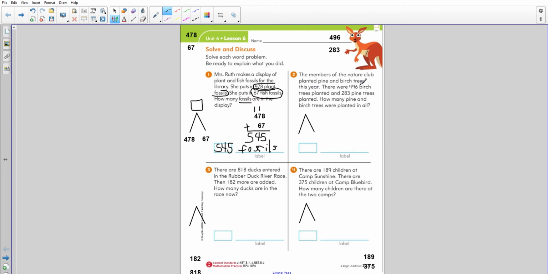So seeing my number 496, I know that is part of the birch trees, and 283 is the number to represent pine trees. Now I'm going to continue on looking at my question. Am I trying to find birch trees or pine trees or something else? As I read my question, how many pine and birch trees were planted in all? I found my label. It's not just trees, it's pine and birch trees. So I'm going to go ahead and write in my label. You go ahead and write in your label as well. You'll probably be quicker than me to get this done.